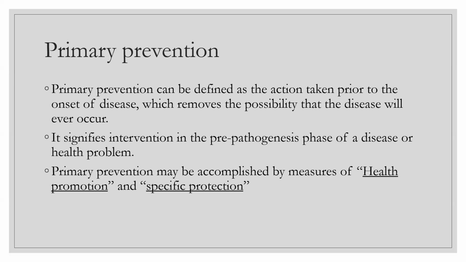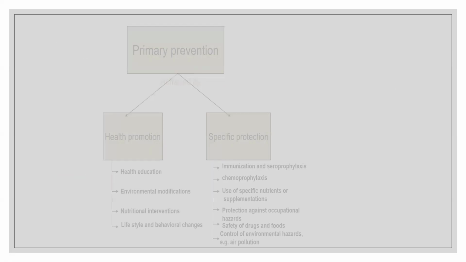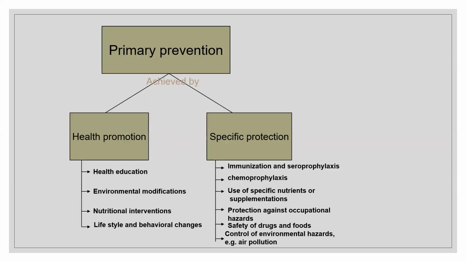So this is the pre-pathogenesis phase of the disease. Now, activities under primary prevention are two main categories. One is health promotion, and the second one is specific protection. Health promotion and specific protection. I'd like to explain. Under health promotion, you have things like educate people.